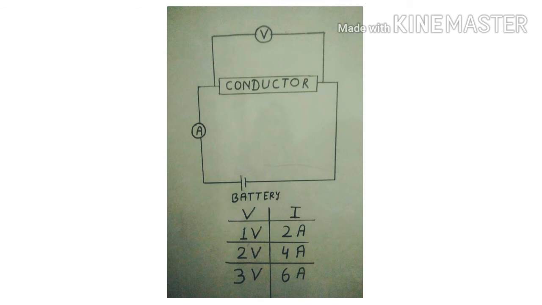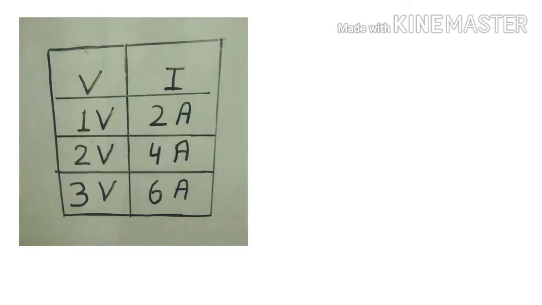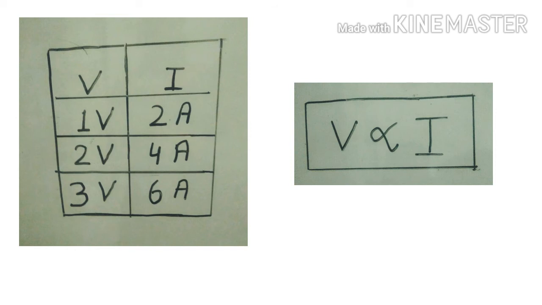Now, observation. We have seen when the 1 volt battery is replaced by a 2 volt or 3 volt battery, current is also increased 2 times or 3 times. So as the potential difference is increased, current is increased respectively. By concluding this table, we get a relationship between potential difference V and current I, that is V proportional to I. This is known as Ohm's law.